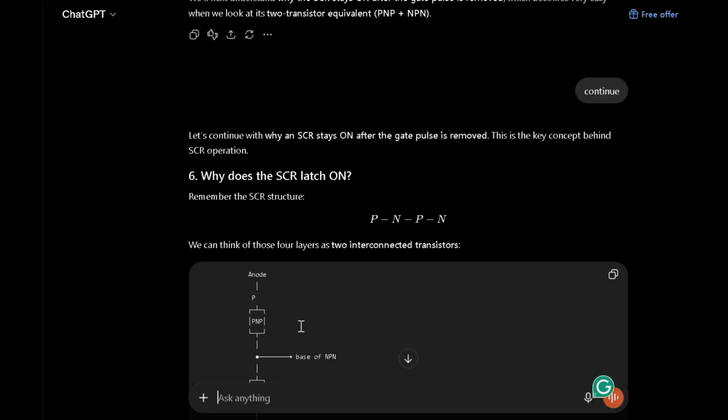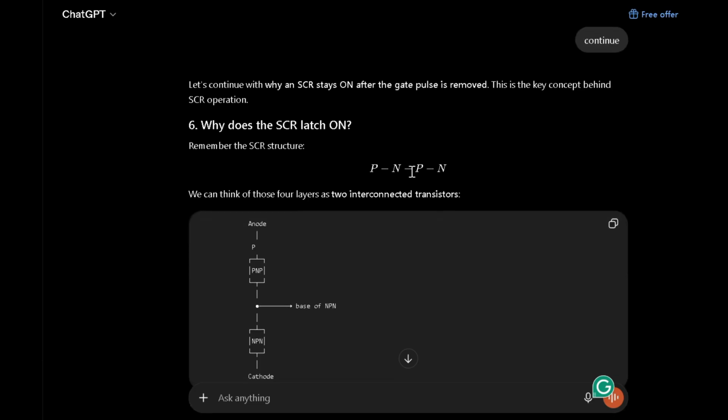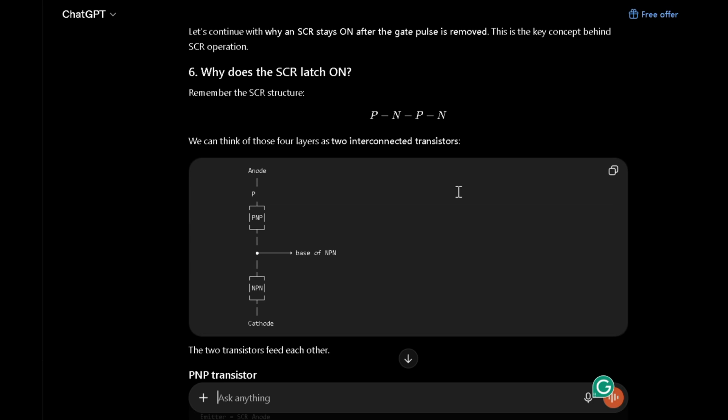So where does the SCR latch on? Remember the SCR structure, PNPN. We can think of the four layers as two interconnected transistors. What I'm thinking is, here is the PNP, and this is the NPN. First we give it to the PNP, then PN is forward biased and NP is reverse biased.